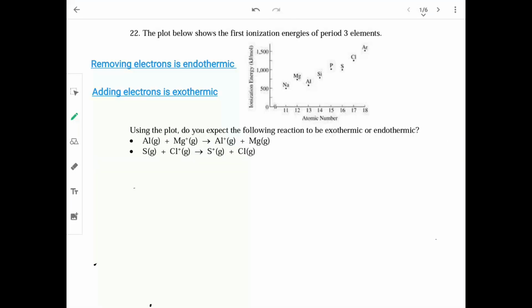Let's do number 22. The plot below shows the first ionization energies of period 3 elements. Using the plot, do you expect the following reactions to be exothermic or endothermic? You have 2 reactions. I'll give you guys a few seconds and then we'll solve it together.